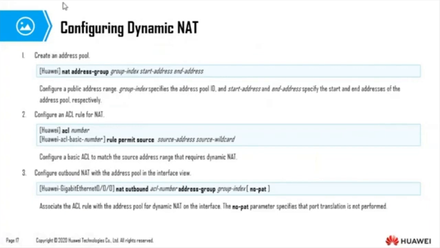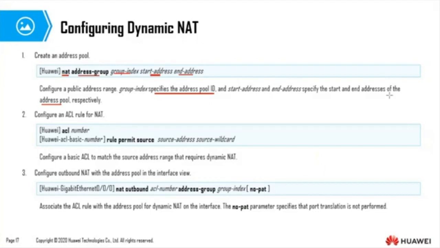Okay, so let's have a look at how to configure dynamic NAT. So with dynamic NAT, we configure it on the system view using the command nat address-group. Then we give it an index. The index specifies the address pool ID. Then we give it the start address and the end address. Start address and end address really are the public IP addresses of that particular pool. Are we together? The public IP addresses of the pool.